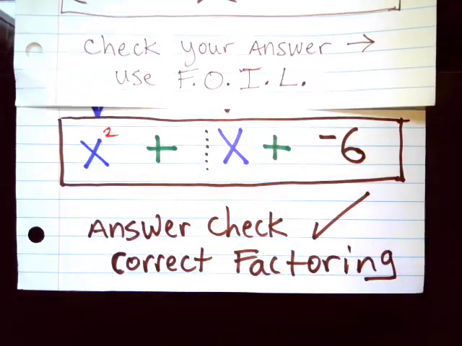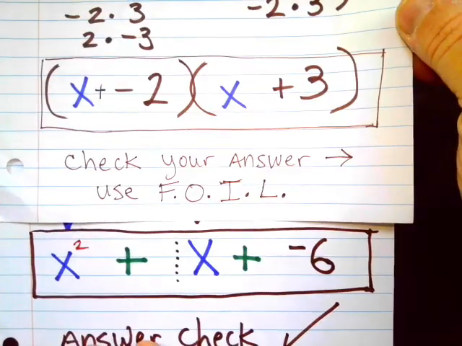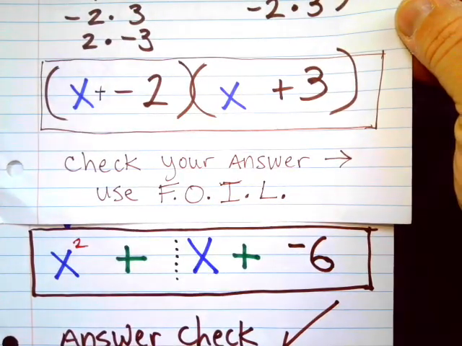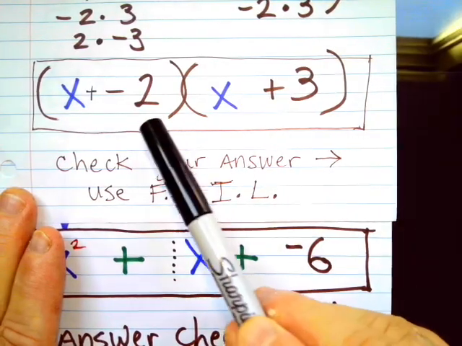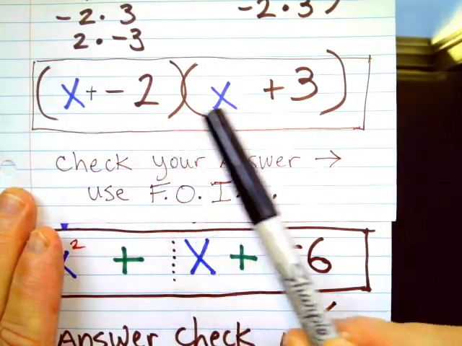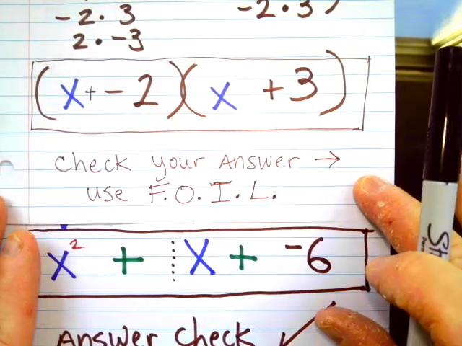The correct factor in this expression, equations have equal signs, is x plus a negative 2, x plus a positive 3. And if you wanted to find zeros, you'd set each of these equal to 0 and solve for x, and that would give you your answer.